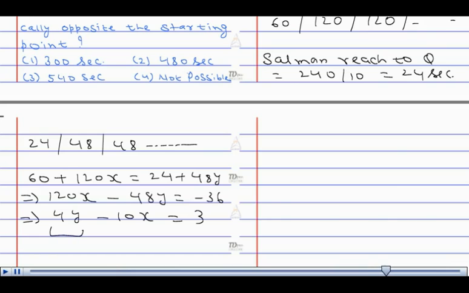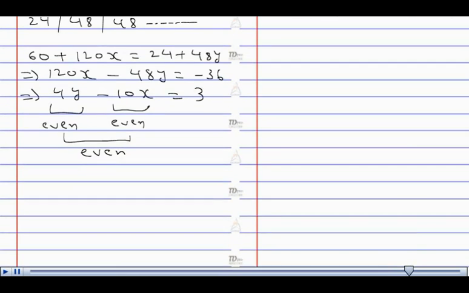Now 4y is an even number and 10x is also an even number. Hence the difference of two even numbers will always be an even number, but the right hand side is an odd number. An even number never equals an odd number. Hence they will never meet at Q. Hence the answer option is the 4th.